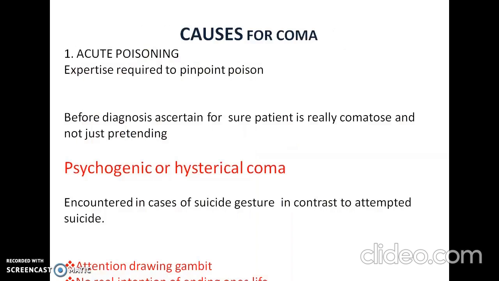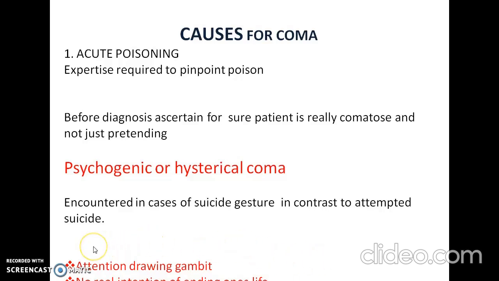Now let us see some causes of coma. As we know, trauma may lead to coma. Other conditions, such as poisoning, may also lead to coma. But in some cases it becomes difficult to distinguish psychogenic coma or hysterical coma from real coma, which may happen because of poisoning or trauma. Let us try to understand what this psychogenic coma or hysterical coma is.